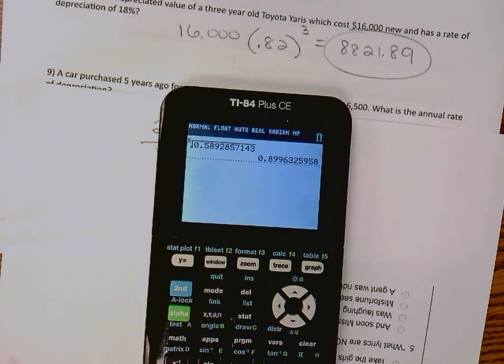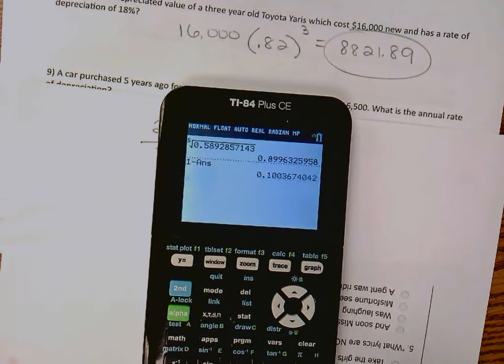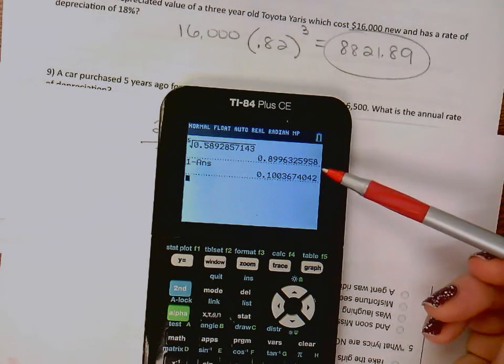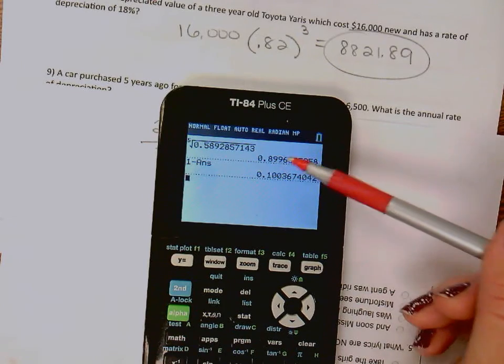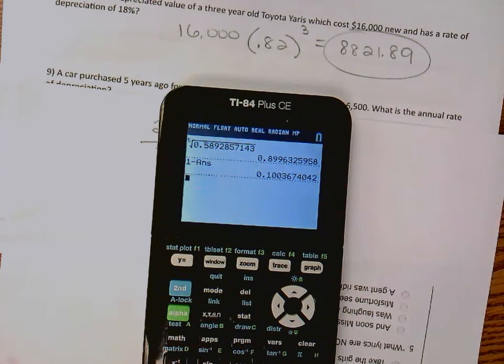So 0.8996 is what you're retaining every year. If you just find the difference between that and 1, it's like finding the difference between the percent and 100%. So the R value is 1 minus that number, right? Because 1 represents 100%. So if you do 1 minus that number, the R value would be 0.1. So 10% is the depreciation rate, right? Because this is the retention rate, and this rounded to 90% retaining the value. So you're losing 10% of the value every year.